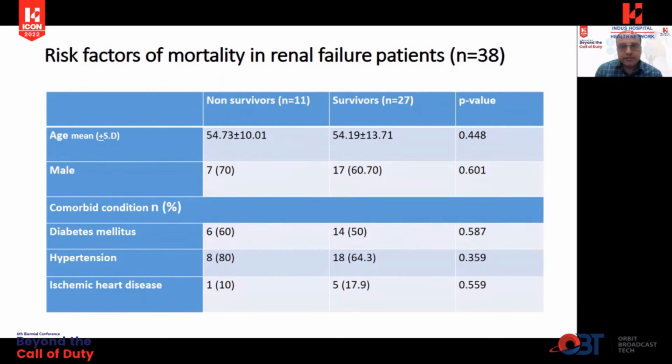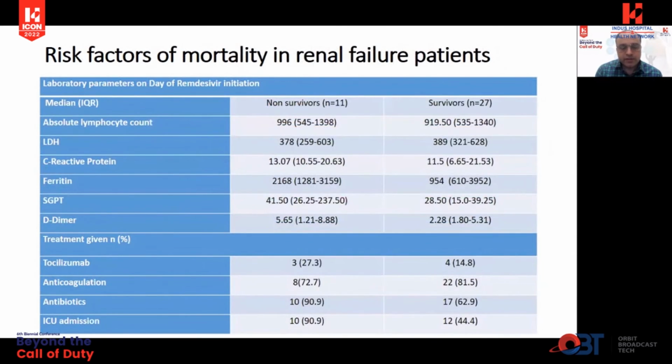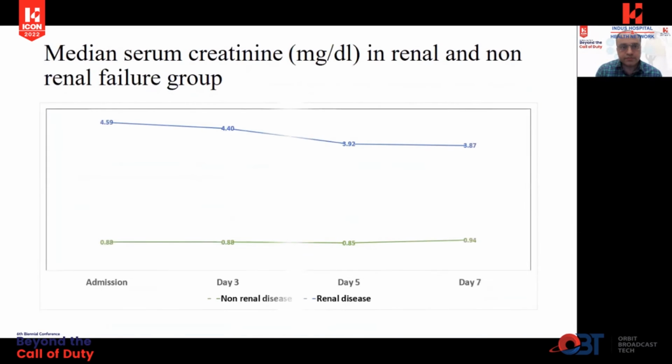When we looked at the risk factors of mortality in renal failure patients, we did not find any significant difference regarding gender, comorbidities, laboratory parameters, and treatment. This was the median serum creatinine in the renal failure and non-renal failure groups. In the renal failure group, the median serum creatinine was 4.59 on admission, and it came down to 3.92 at day 5 and 3.87 at day 7. While in the non-renal failure group, the median serum creatinine was 0.88 and 0.94 at day 7.